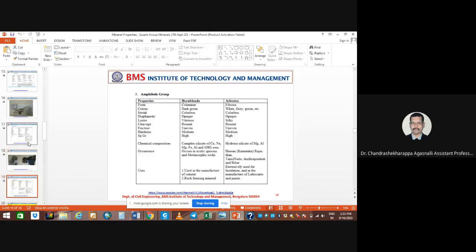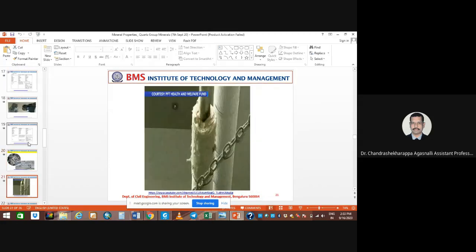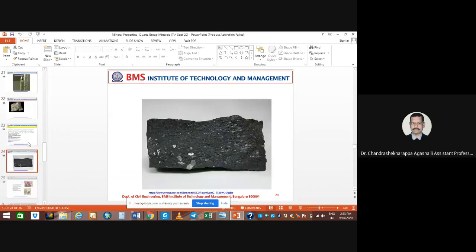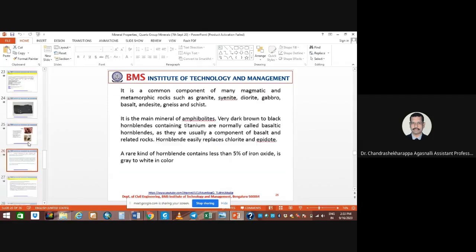In the amphibole group, we have hornblende and asbestos. Asbestos is generally used for insulation, and also in lubricants and paint industries. Hornblende is generally used in the manufacturing of cement. I'm recapping the previous classes, and these are the typical properties of hornblende and its uses.